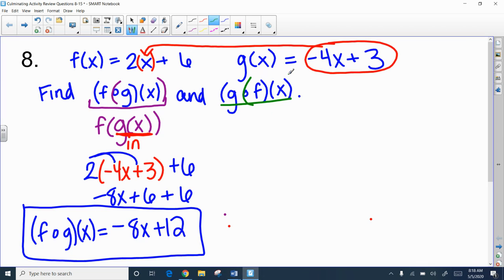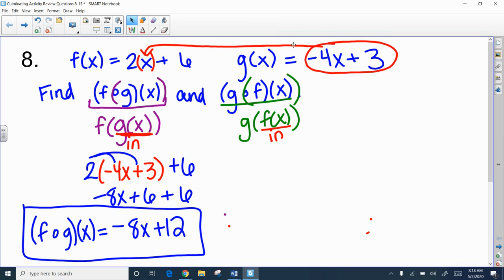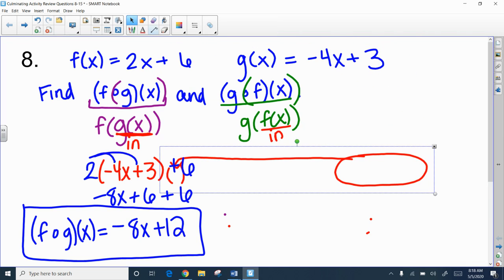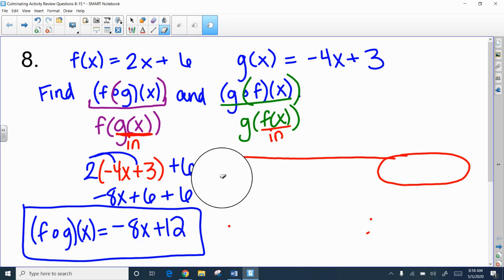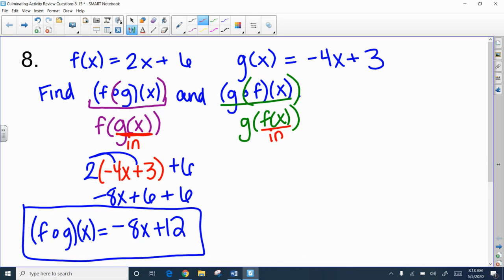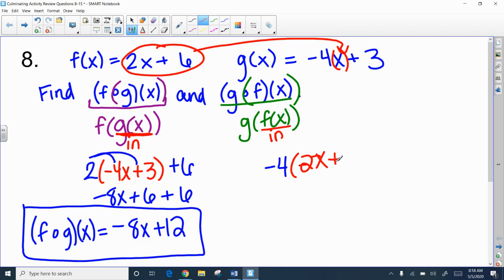Now, the other one is in the order of g of f of x. So if I rewrite this and put parentheses, to write it in function notation and leave the letters in the same order, this is g of f of x. So on this one, we can see that the f of x is the input. This time we're taking the f of x and plugging it in to function g in place of the x. So we'd have the negative 4, and then in parentheses, we'd have f of x, which is 2x plus 6, and then we still have the plus 3.